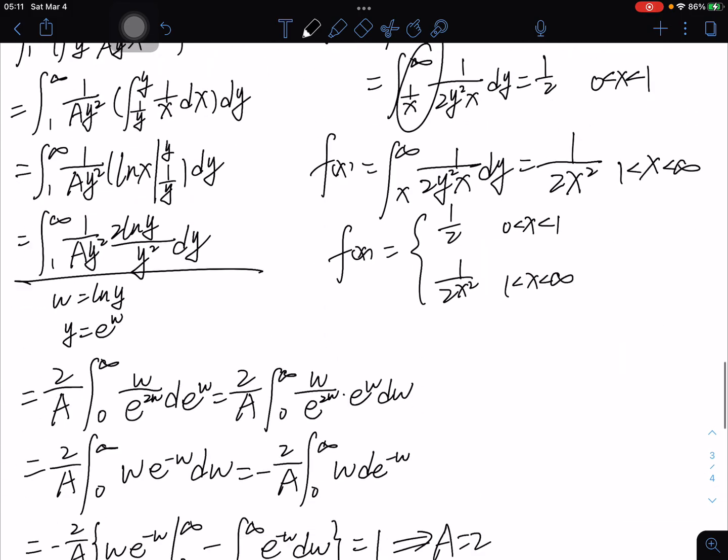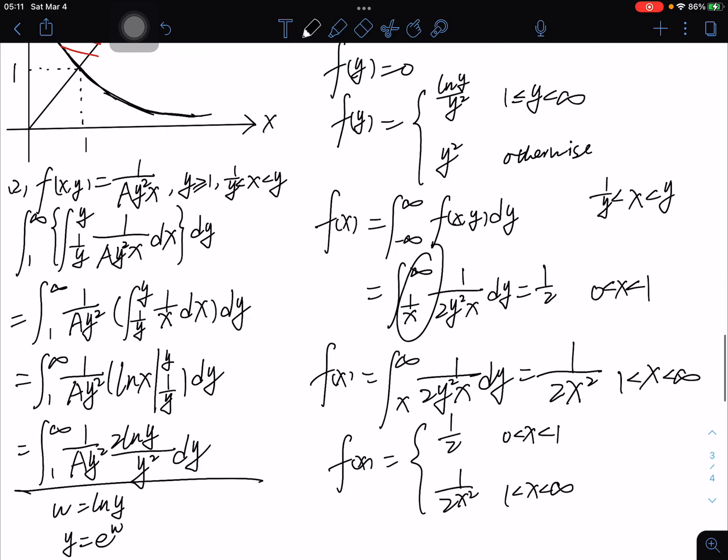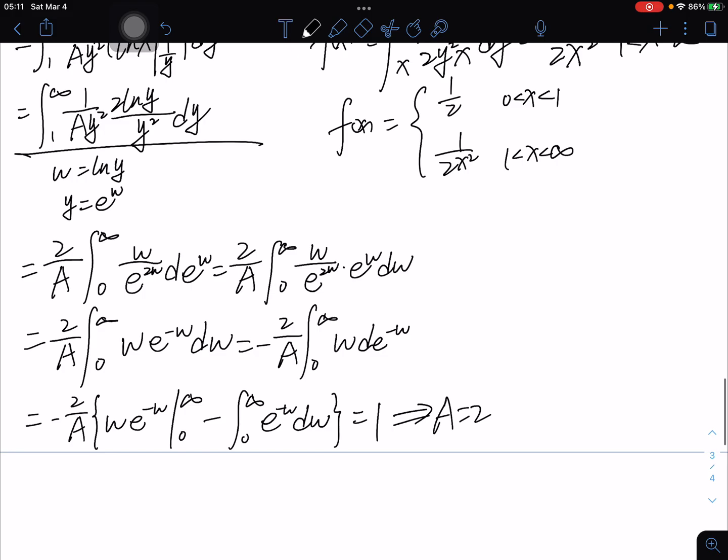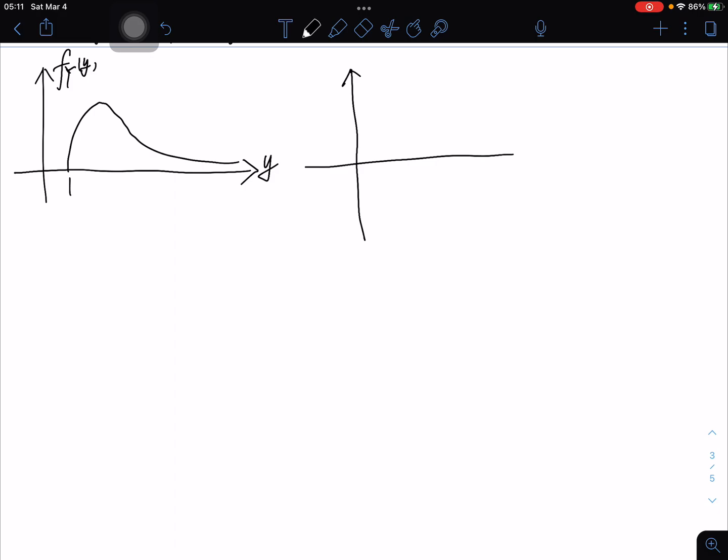We can draw these two functions. Here is the plot of f_Y(y) and f_X(x). This is 1.